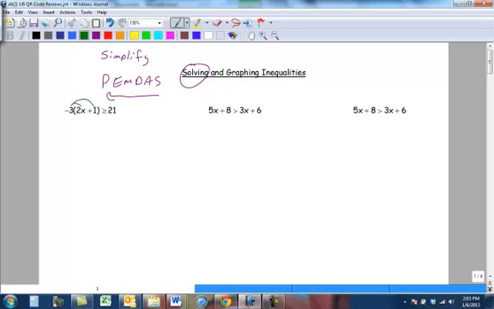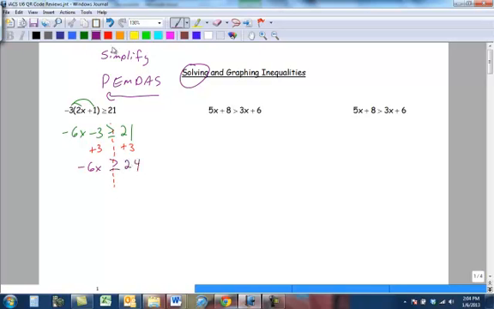First thing I'm going to do is distribute the -3. So I got -6x minus 3 is greater than or equal to 21. Then get rid of addition and subtraction, so I'm going to add 3 to both sides of the inequality. Just like an equation, there's like a line going through there. So we got -6x is greater than or equal to 24.